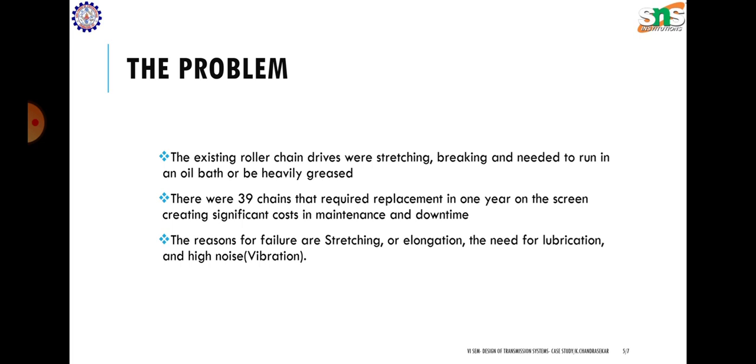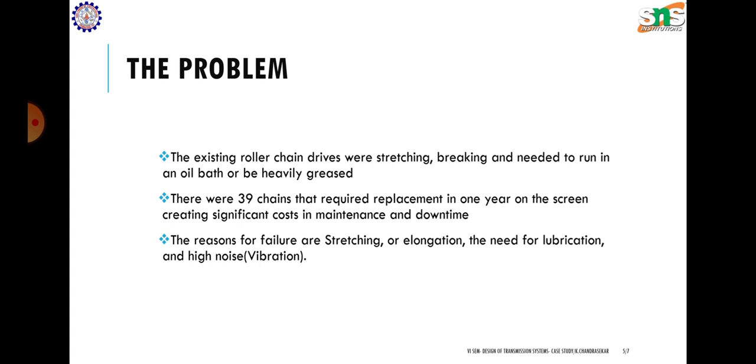downtime for replacing the chains is much. So we need to reduce this also. We need to reduce the maintenance cost, as well as we need to reduce the downtime of the screening machine. So the reasons for failure are stretching, elongation, need for lubrication, and high noise.